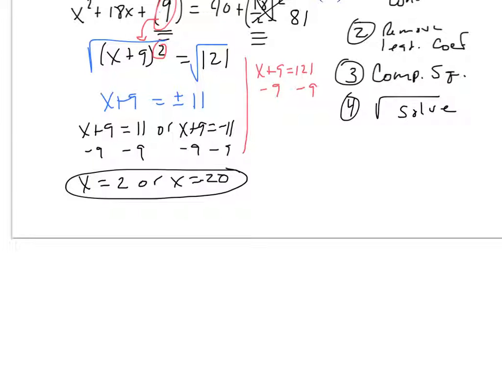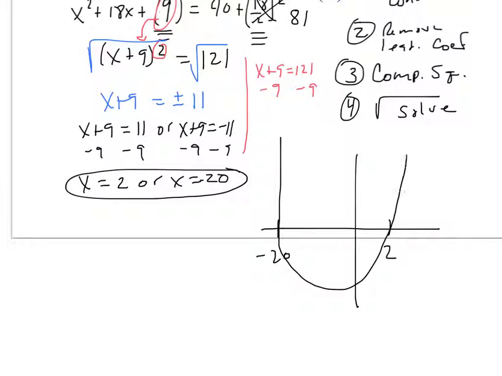And now, just to look at a graph, just to reiterate some of the concepts that we've talked about, we have a negative 20 over here, and we have a 2 over here, and we have a parabola that would open up based on the function being positive, the leading coefficient being positive. And notice we're finding the same thing. We found the x-intercepts. So these guys are x-intercepts, zeros, or sometimes we call them roots.